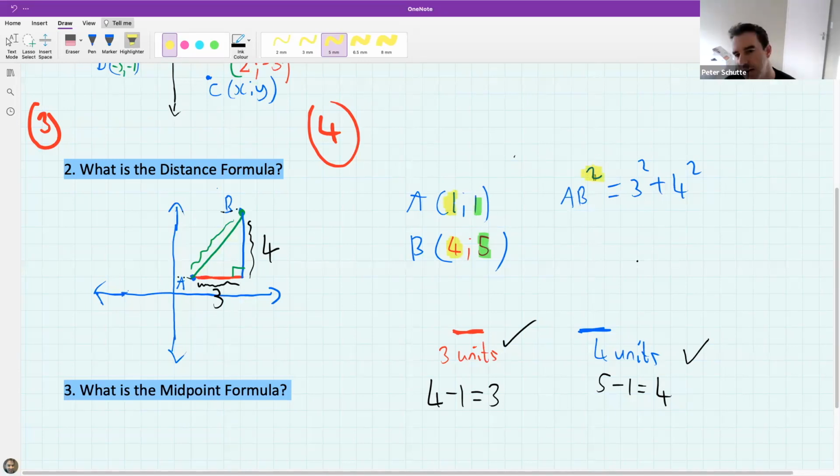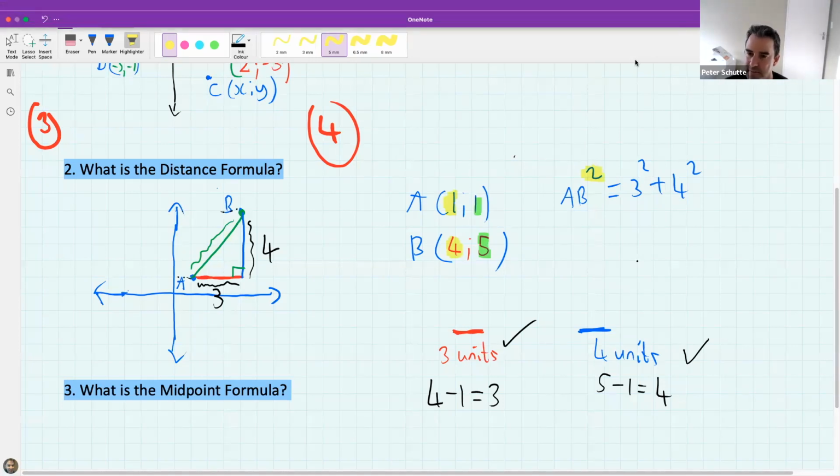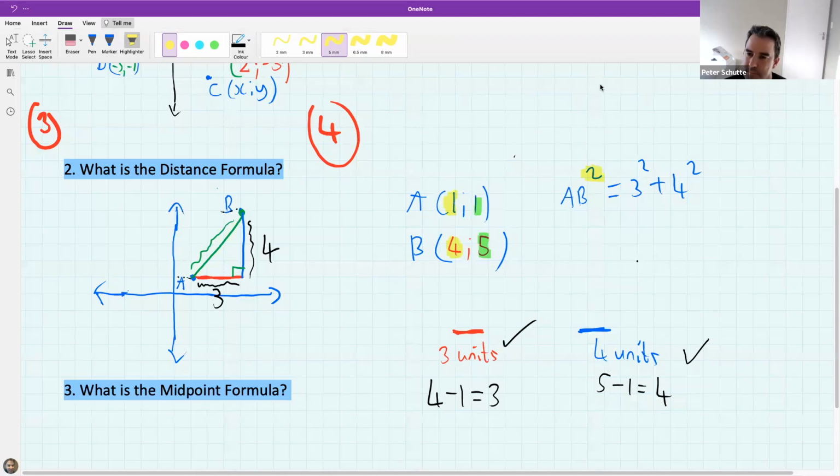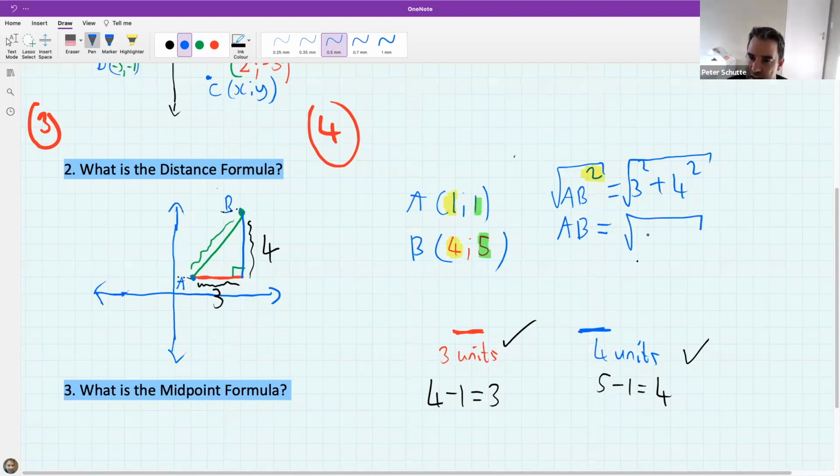Does anybody know what undoes squaring something? What's the inverse operation of squaring? The square root. Yeah. Fantastic. So if I square root this side and I square root that side, I'll get AB on this side. And then on this side, I'm going to get 9 plus 16. And then what is the length of AB going to be? It's going to be the square root of 25, which is 5.